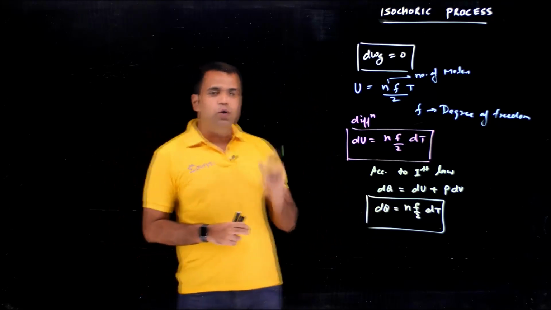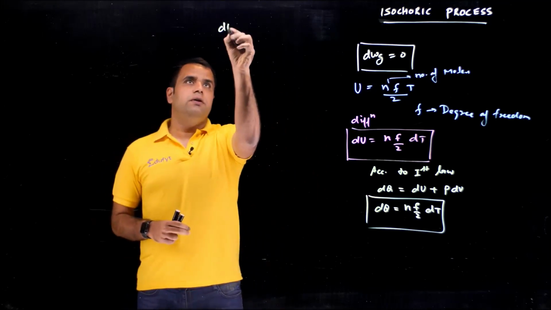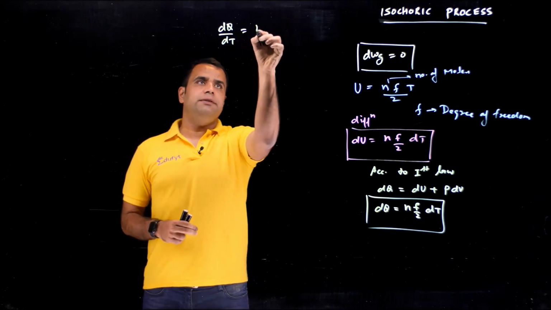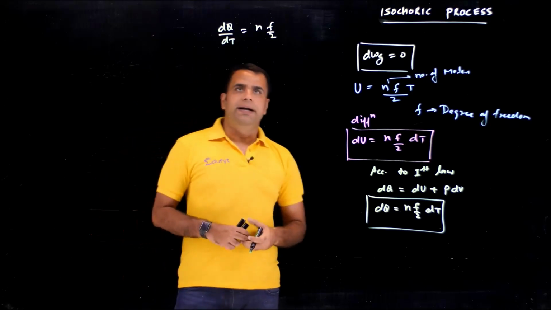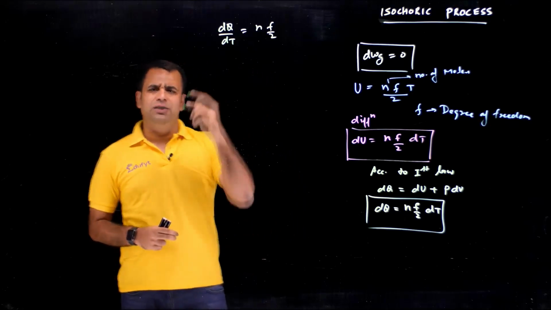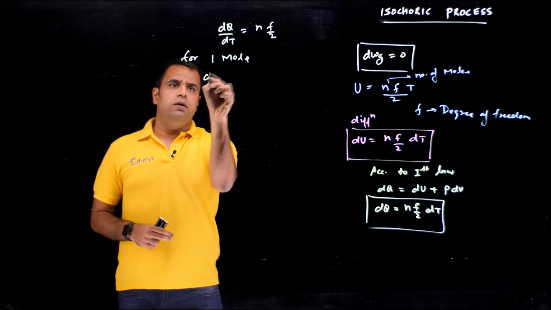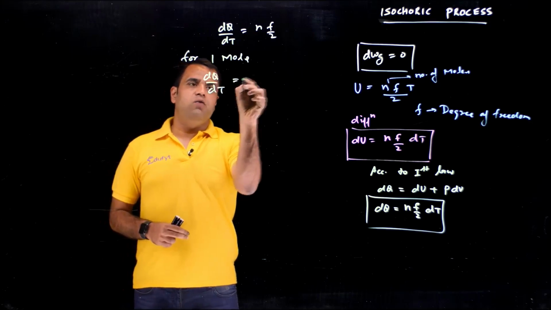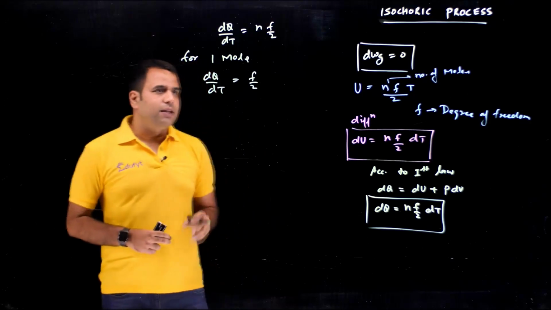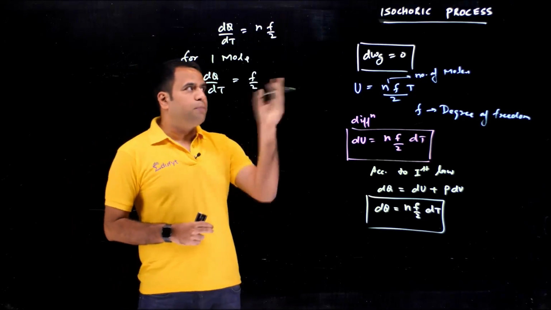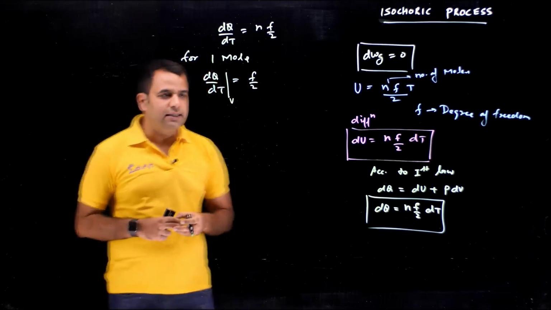Okay. We want to do one more calculation here. If you further do the calculation, this dQ by dT comes out to be n times f by 2. Let's use 1 mole. So for 1 mole, dQ by dT will be f by 2. And this is the value of dQ by dT when the process was isochoric. So let's put V, which represents that this process is isochoric.